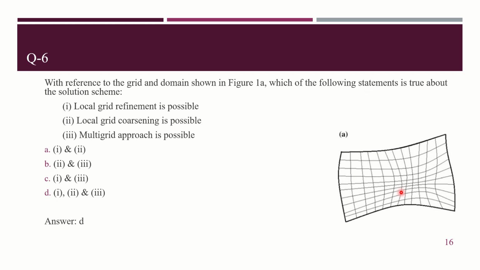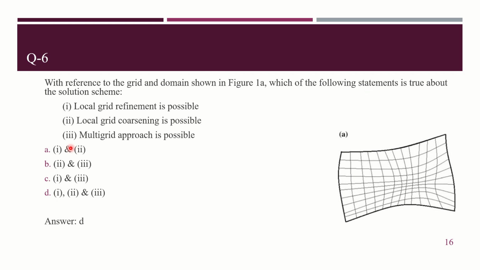Third one, multi-grid approach is possible. Again, multi-grid approach is possible because multi-grid approach is nothing but we will be solving the solution and we'll be using a series of grids to get the solution. So that can also be done. So since it is a structured mesh, we can go with local grid refinement or local grid coarsening, whatever we want, it is possible in this. So all three are possible.